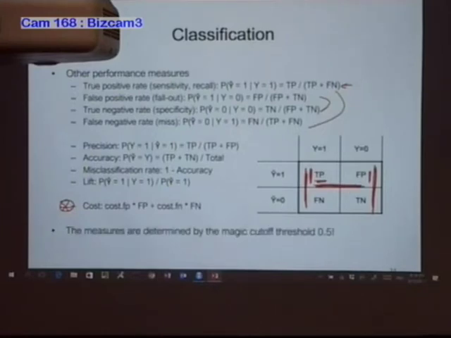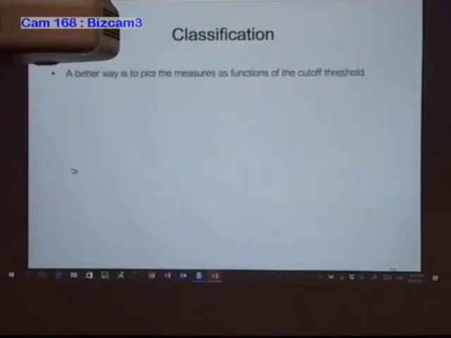Just again, since these four fundamental numbers are determined by the cutoff, all these measures, as derivatives of these four numbers, are functions of the cutoff. If we change the cutoff, all these measures will be different. Especially the key things, cost and the misclassification rate. These are the common things people are using.